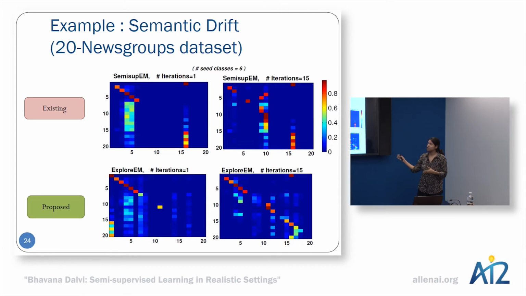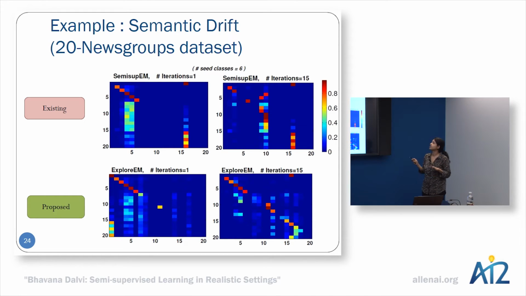What I am going to propose is an exploratory EM algorithm that can reduce this semantic drift. If you look at the confusion matrices, it has now discovered some new categories from unlabeled data, and thereby kept the seed classes purer than the semi-supervised EM. So we want to achieve this.